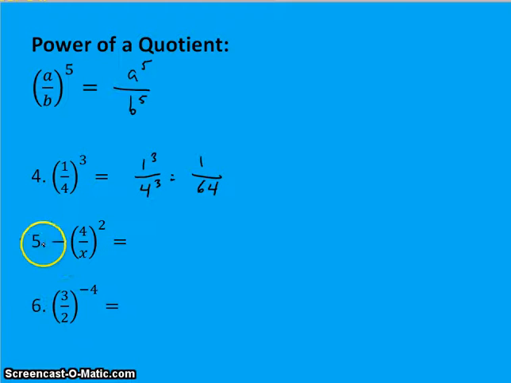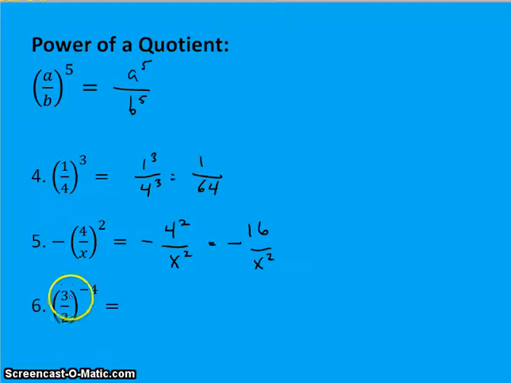So 1 over 64. Now here we have to give the 2 to the 4 and the x, but we're going to make sure we don't forget the negative. 4 squared over x squared. 4 squared is 16, so negative 16 over x squared.